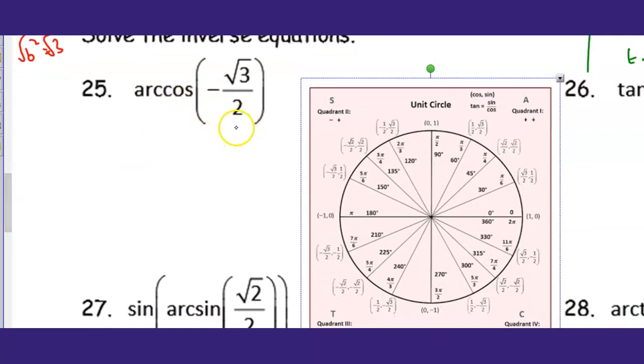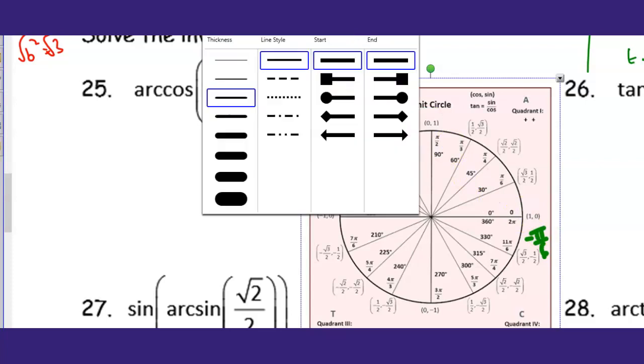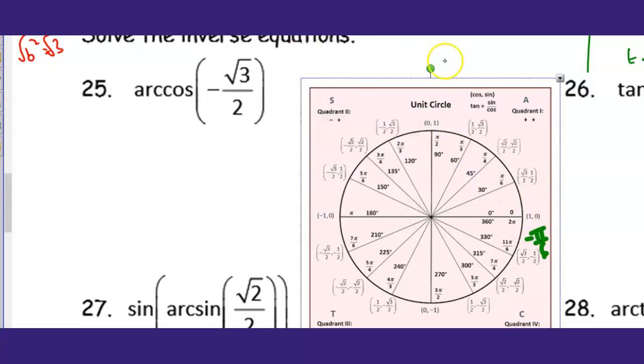Alright, or cosine inverse, doesn't matter, it's the same thing, of negative radical 3 over 2. So remember, the first thing when you're dealing with these arcs, guys, is you need to label this side of the unit circle. So instead of 11 pi over 6, I'm going to go negative 11 pi over 6. Right here, instead of 7 pi over 4, I'm going to use negative pi over 4. Instead of 5 pi over 3, I'm going to use negative pi over 3. And instead of 3 pi over 2, negative pi over 2. Alright, now I'm ready to work.